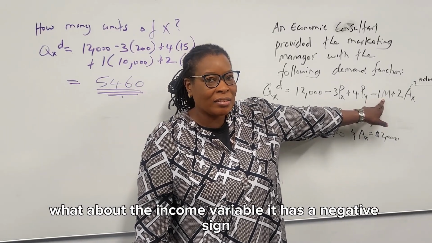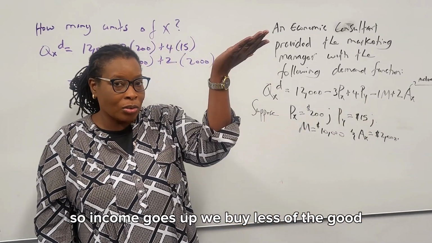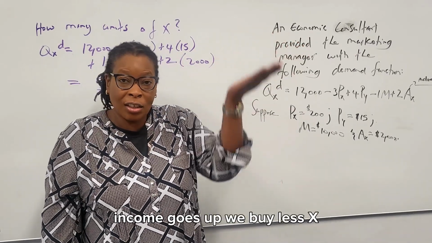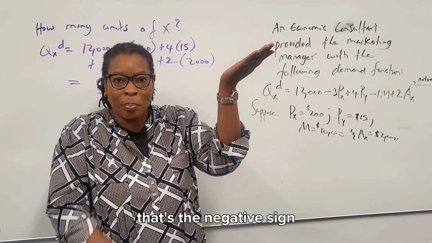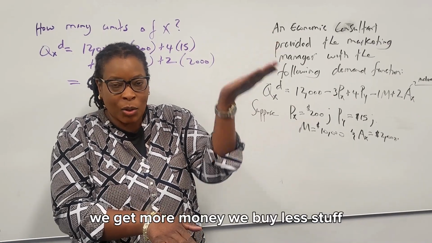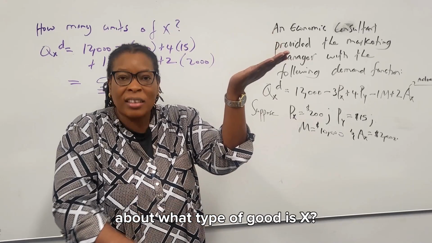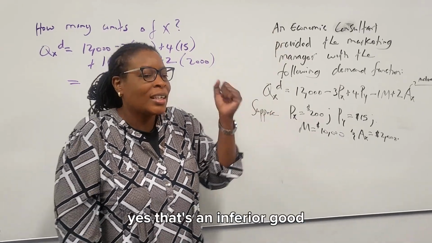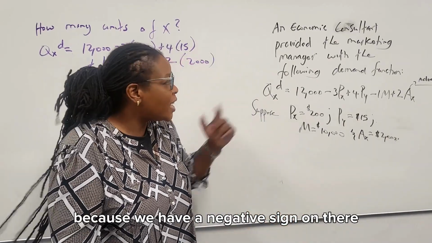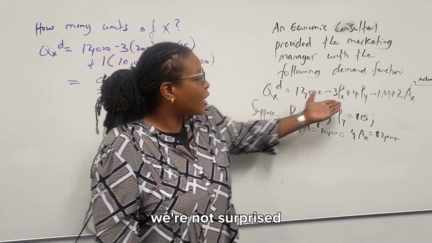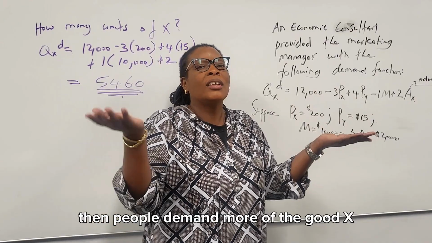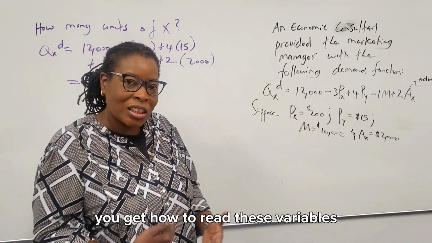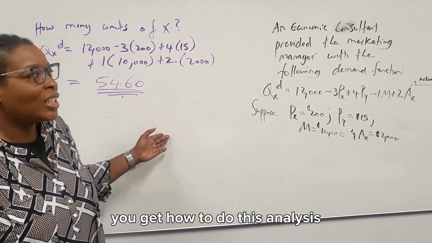What about the income variable? It has a negative sign. So income goes up, we buy less of the good. Income goes up, we buy less X. That's the negative sign. We get more money, we buy less of them. What type of good is X? Yes, that's an inferior good because we have a negative sign on there. Now the advertising, we're not surprised, more advertising, then people demand more of the good X. You get how to read these variables? You get how to do this analysis?